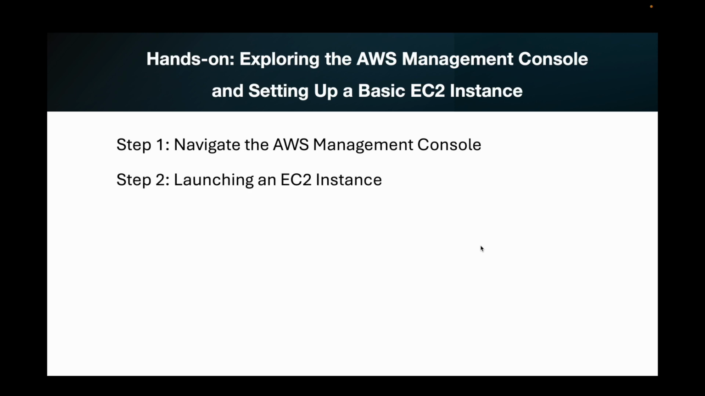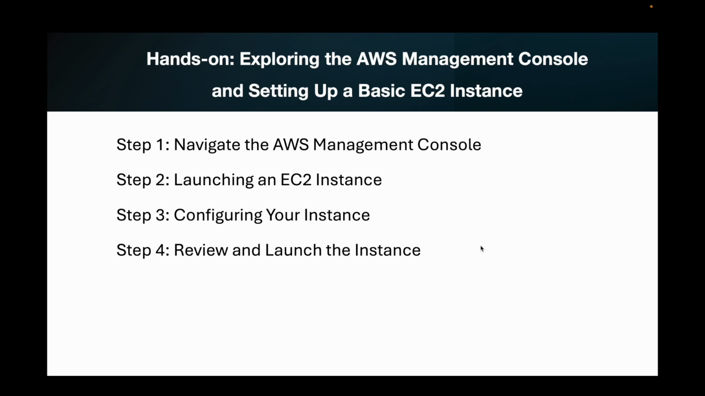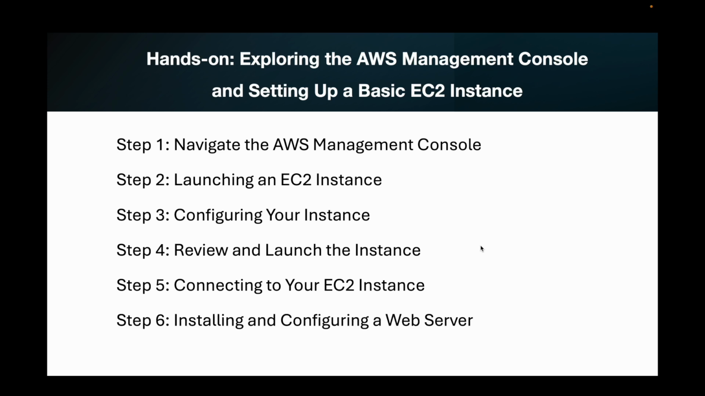First step is to navigate to the AWS Management Console. Step 2 is launching an EC2 instance. Step 3 is configuring your instance. Step 4 is review and launch the instance. Step 5 is connecting to your EC2 instance. And finally, installing and configuring a web server. So these are the 6 steps that we will follow, and make sure that you follow along.